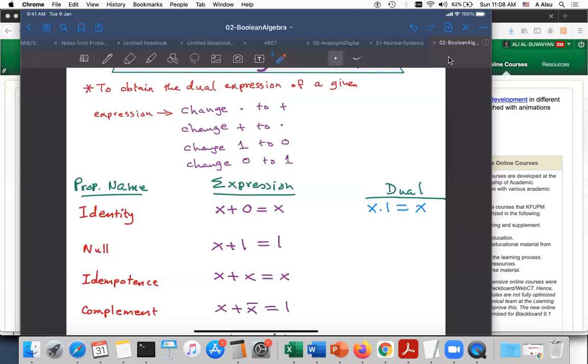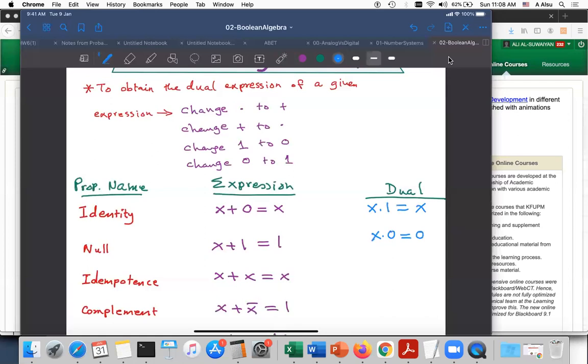So who can tell me the dual of this expression? X AND 0 is 0. Excellent. X ANDed with 0 is 0. Again, if you remember the definition of the AND gate, if one of the inputs is 0, then the output is 0 regardless of the other input. So this is true as well.